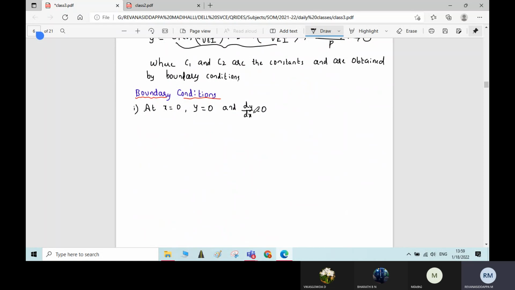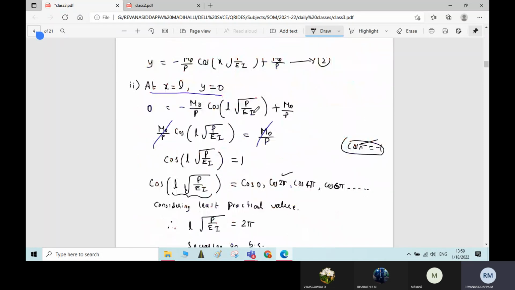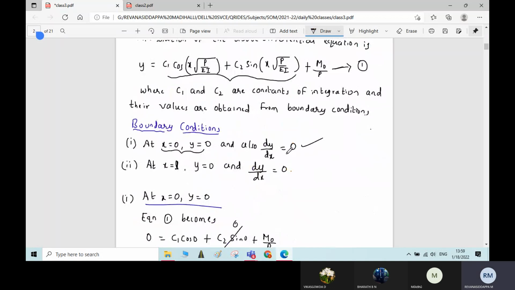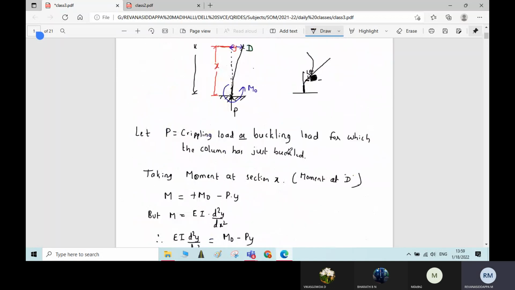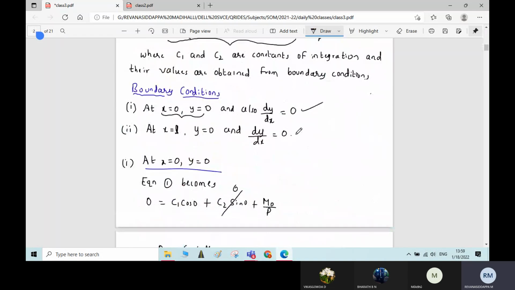Even in the previous case, we have got the same boundary condition. Here you can see, at the bottom at x equal to 0, y equal to 0 and also dy by dx equal to 0. And in this case, we have fixed support on both the ends of the column. Even the second boundary condition was also the same. For fixed support, you need to remember this.